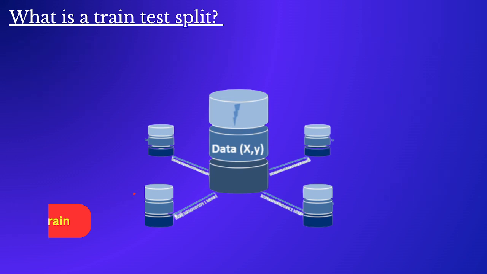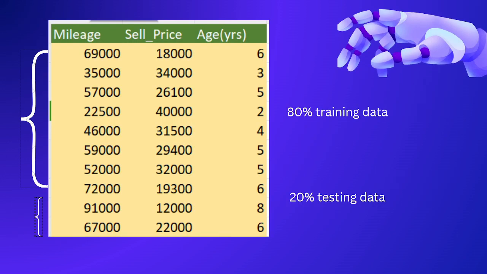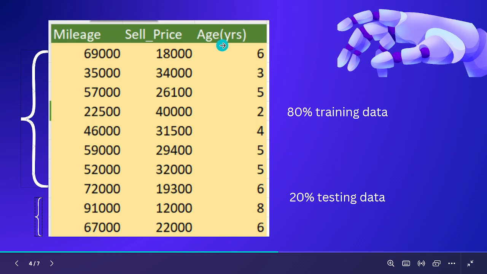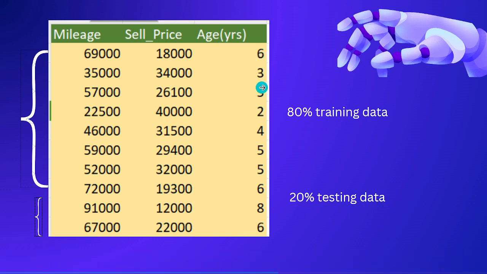Have a look at this. Here I have taken a data set, car prices. So this is car prices data. Over here we see there are three columns: one is mileage, second is sale price, and third one is age in years.